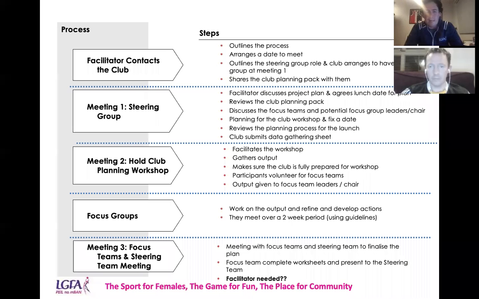a real good club plan, and not something that's going to say, well, we're going to play ladies football in the club and we're going to have a fundraiser, and it sits on a shelf somewhere and nobody ever looks at it again. To have a plan that's going to be actionable, those are the steps you really need to go through, I think.